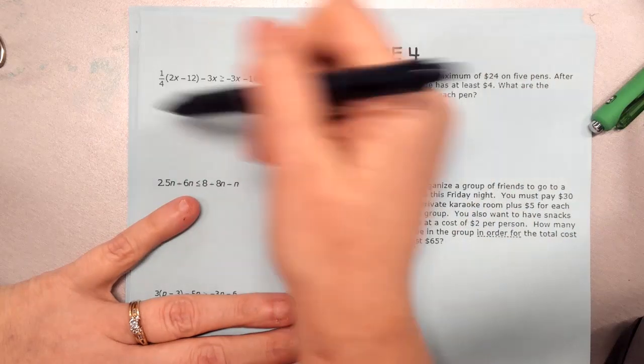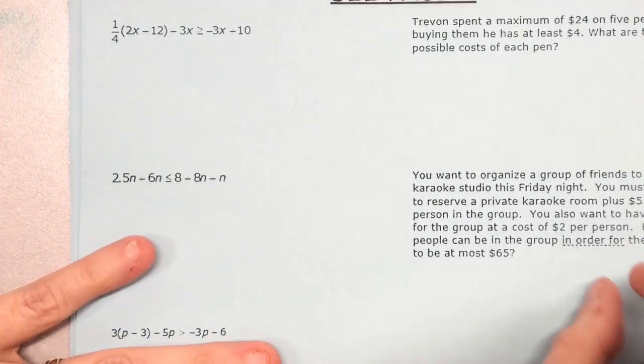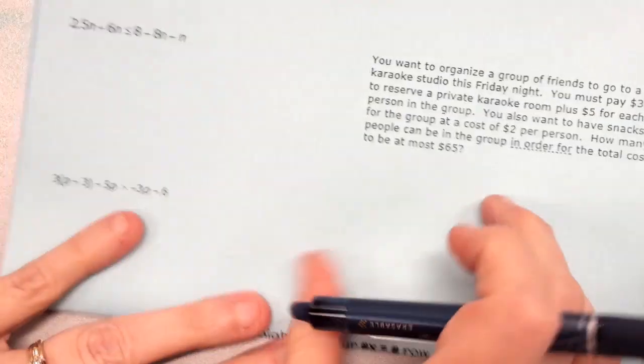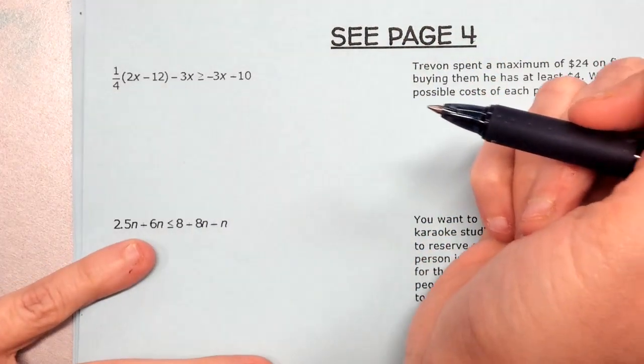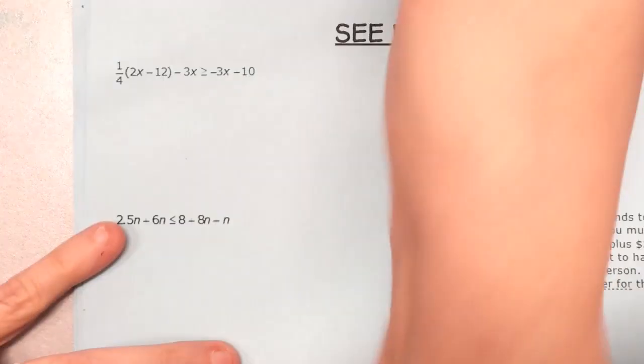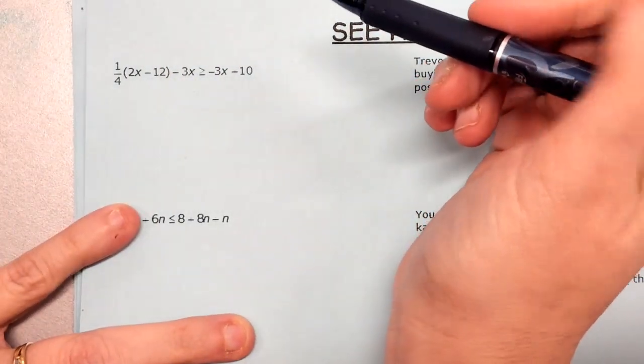Okay, so let's look at this problem first, the one on the top left on page 8. Page 4 has information about all the steps that we just did. According to the steps, the first thing I'm going to do is look for naked numbers, and I don't see any here, so I'm good to go. Then I'm going to distribute.